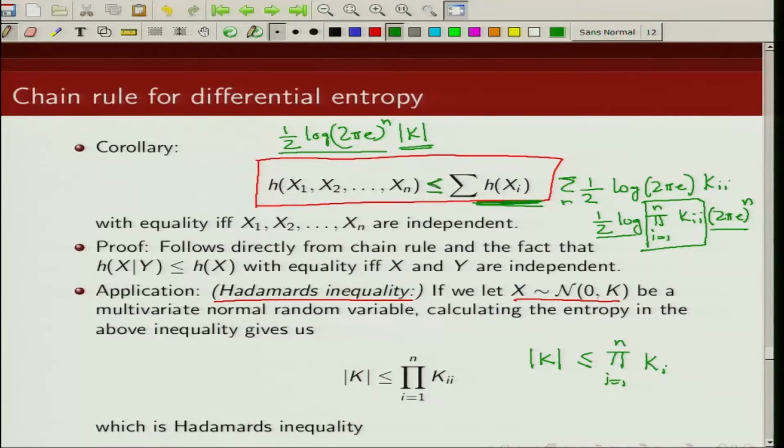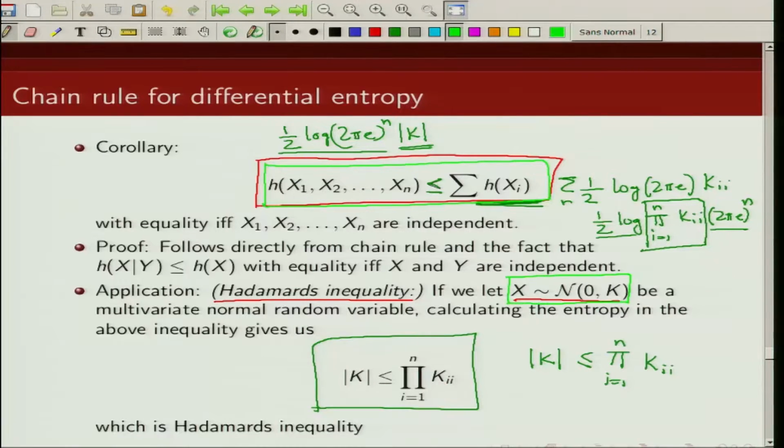Okay. So this follows from two results. One is this one, and second is the differential entropy of this multivariate Gaussian random variable. Okay.